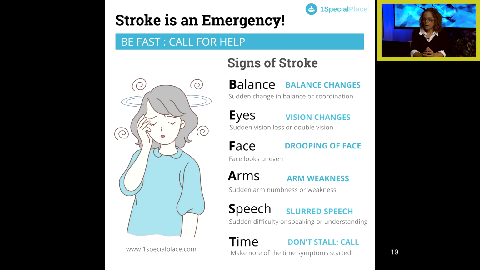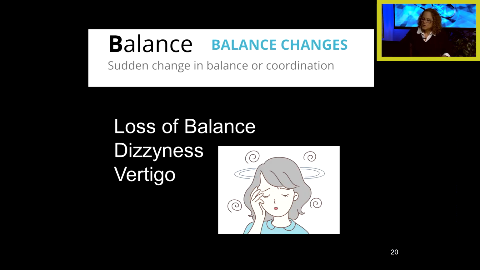We want to identify if the patient's having problems with balance, if there's a sudden visual change, facial drooping, arm weakness, problems with their speech. And in terms of time, we don't want to stall, we want to call. So we want to get a note for the time the symptoms start, and then we want to get help to arrive as soon as possible. So let's look at these in a little more detail.